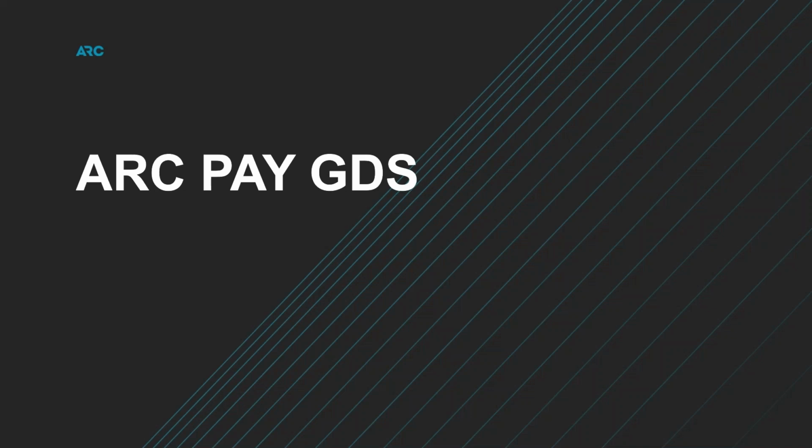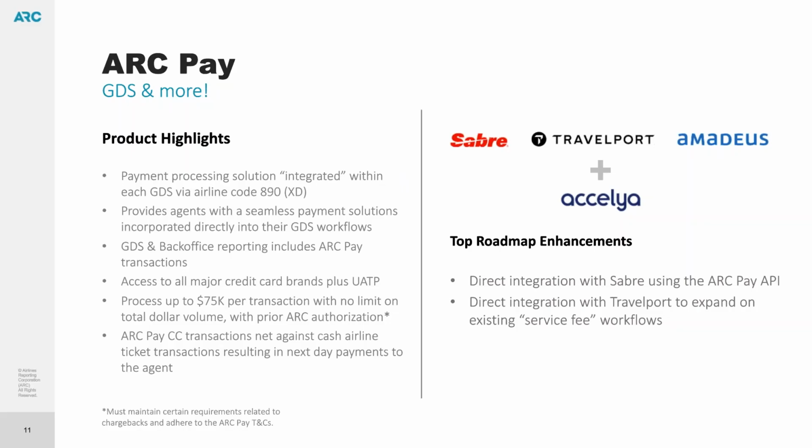And last but not least is the core of the ArcPay platform, the GDS. This has been in existence since the mid-90s. It allows customers to process directly through their GDS using ArcPay. We are set up in the GDS as an airline under 890. If you have ARC accreditation, you typically will have access to ArcPay via your GDS. This is a seamless solution directly in there.